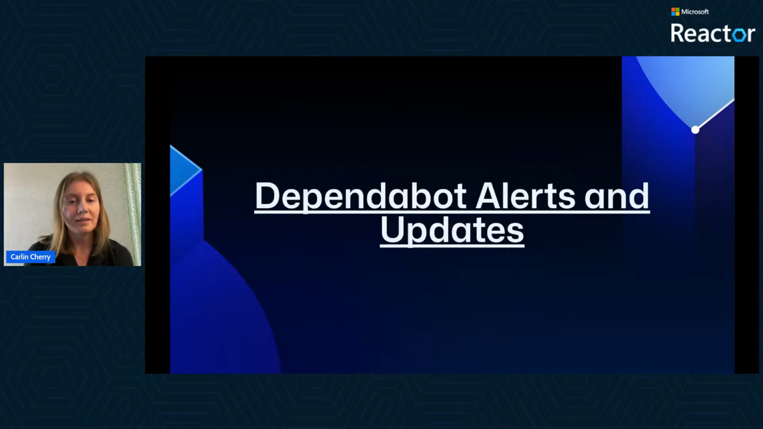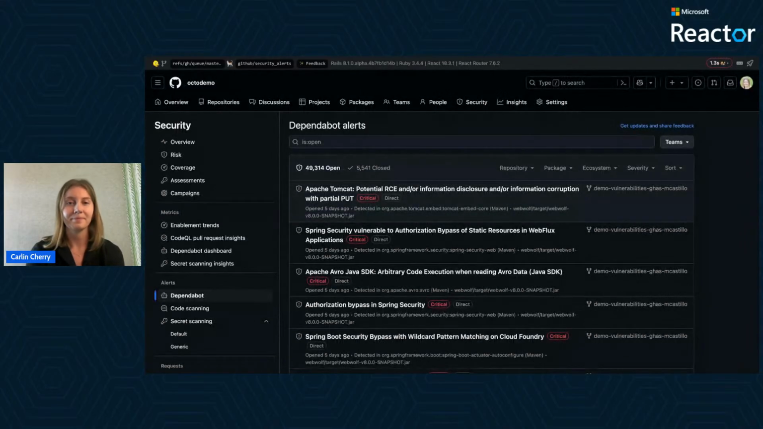So we've gone over the dependency graph. Now I'd like to switch to a demo for Dependabot Alerts and Updates. Right now, we're looking at a demo organization within GitHub, and you're on the Dependabot Alerts page. So this is Octodemo, the organization, security tab, and we've selected Dependabot Alerts here.